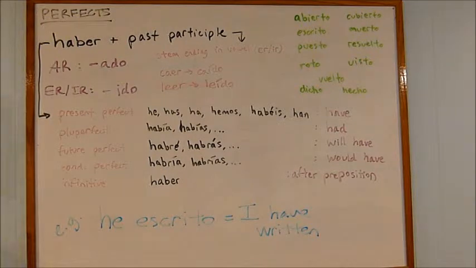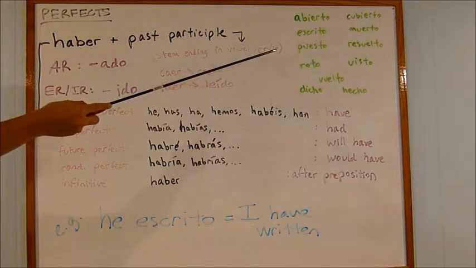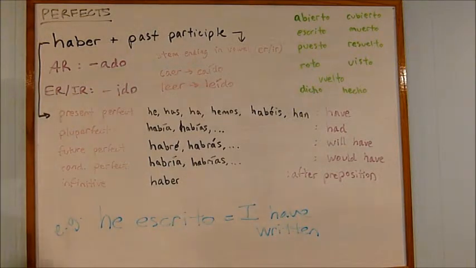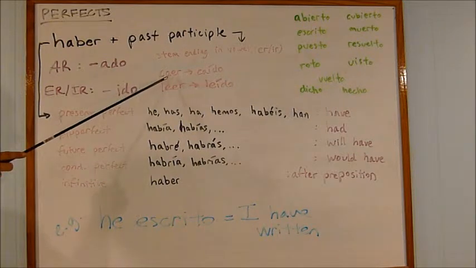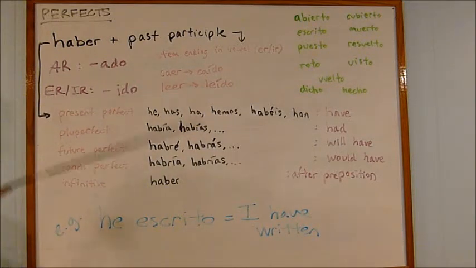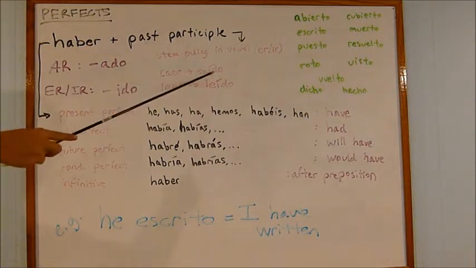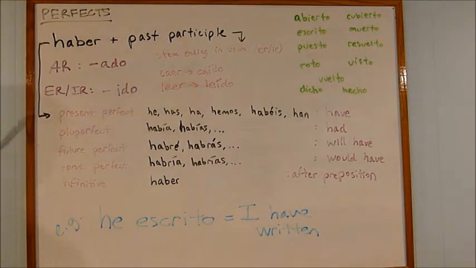Now there are a few irregulars. If the stem ends in a vowel and it's an IR verb, then you add an accent on the ido. So like caer, the stem ca ends in a vowel, A is a vowel, and so you have caído with an accent over the I. Same goes for leer. And then there are some that are just fully irregular.